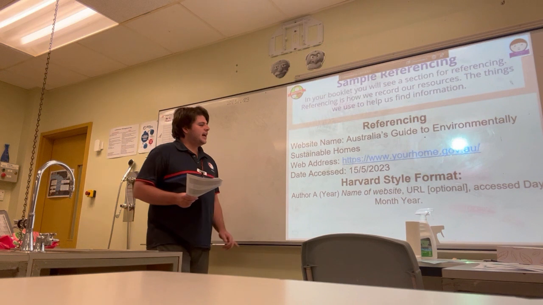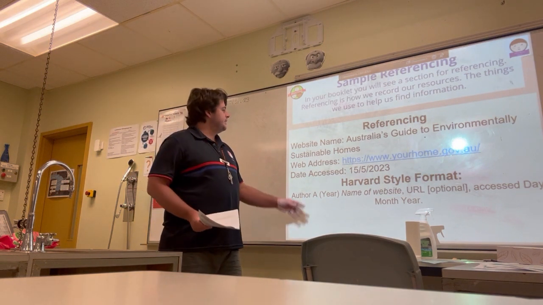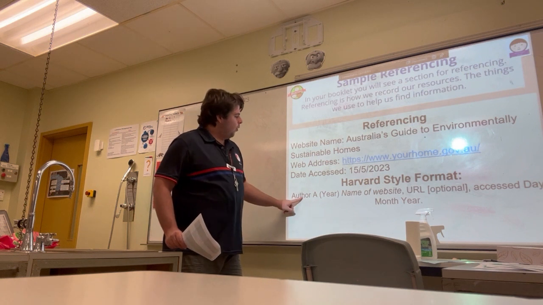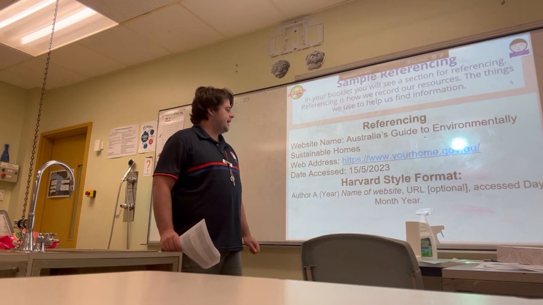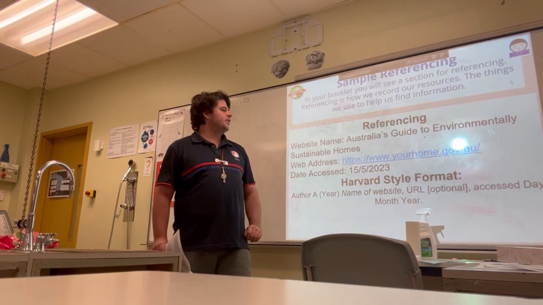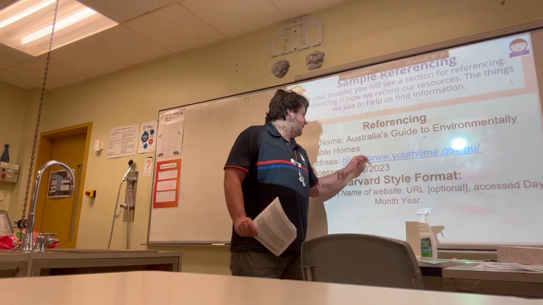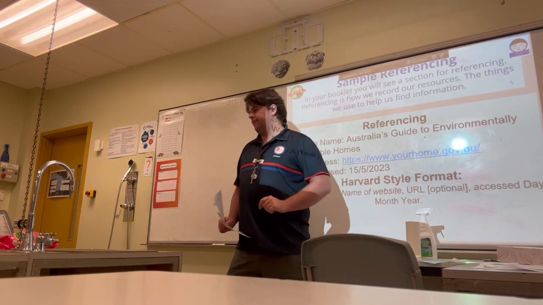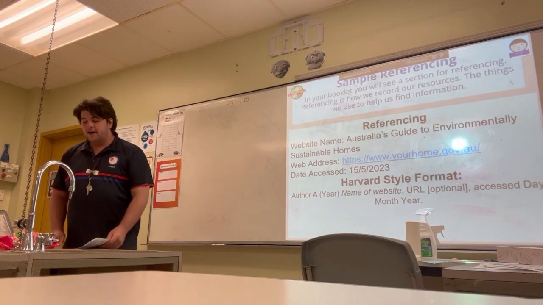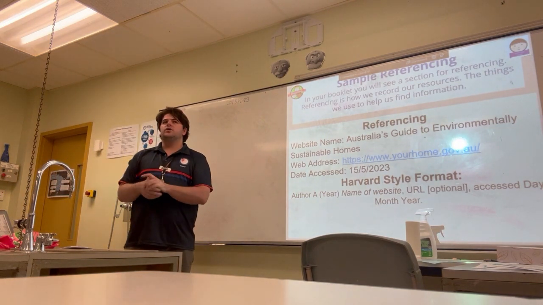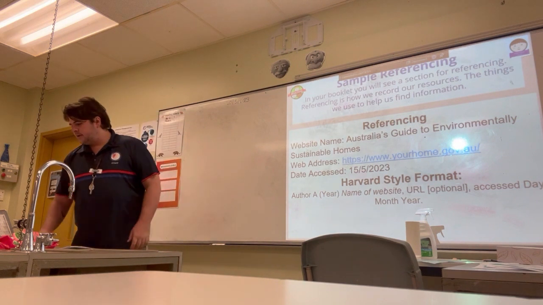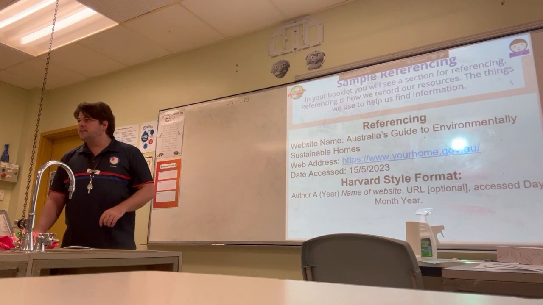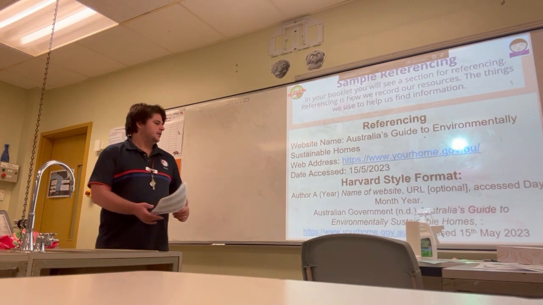You'll write your reference in a Harvard-style format. Basically, you're taking these three things and rearranging them around. You've got an author, a year it came out, the name of your website, Australia's Guide to Environmentally Sustainable Homes, your web address here, and accessed on the 15th of May, 2023. So an author for a website is generally the organisation or title of the website. In this particular case, Australia's Guide to Environmentally Sustainable Homes was written by the Australian government. Here.